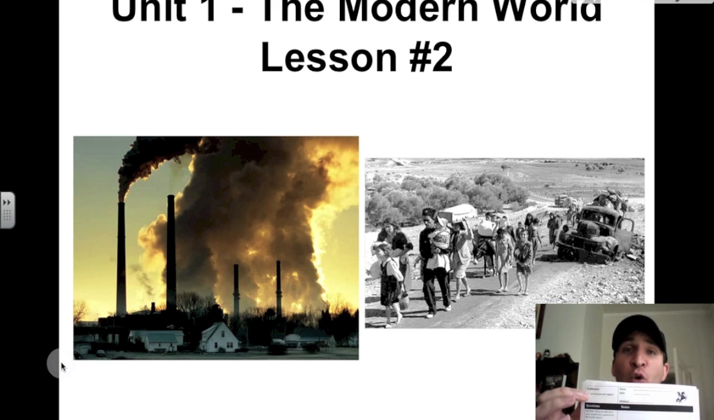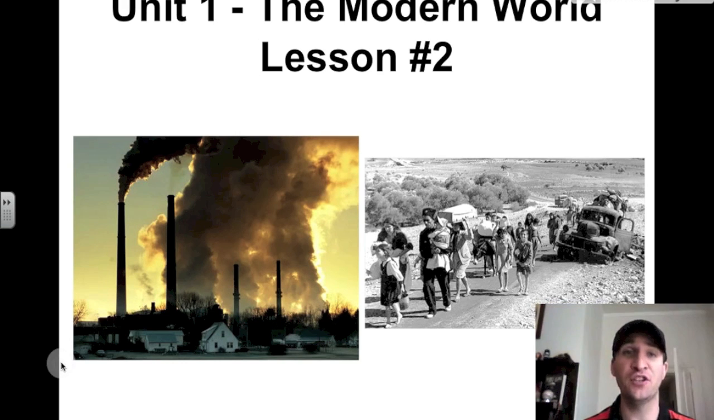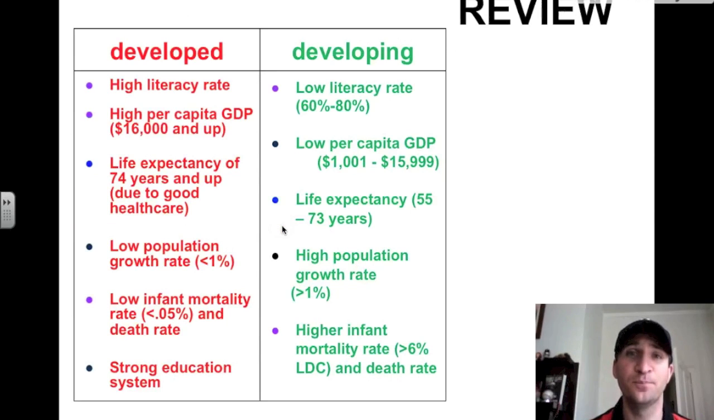On the upper left-hand corner, you should see the environment and refugees. And these are two modern world issues we will be addressing. You see the two photographs on your screen which show examples of these two issues. Before we dive in, let's review.